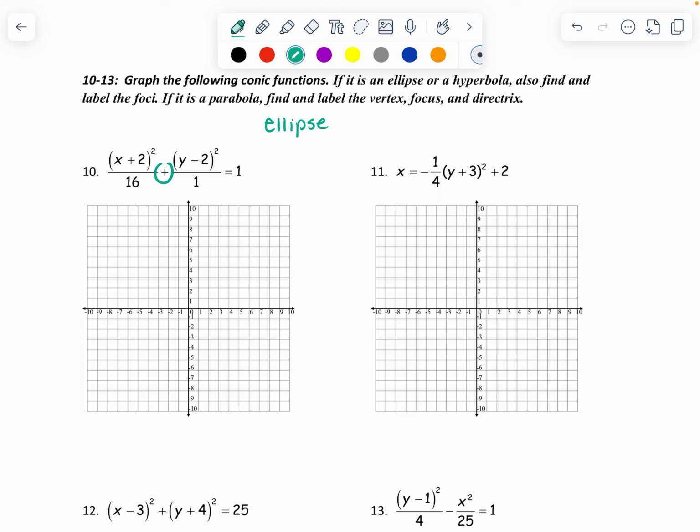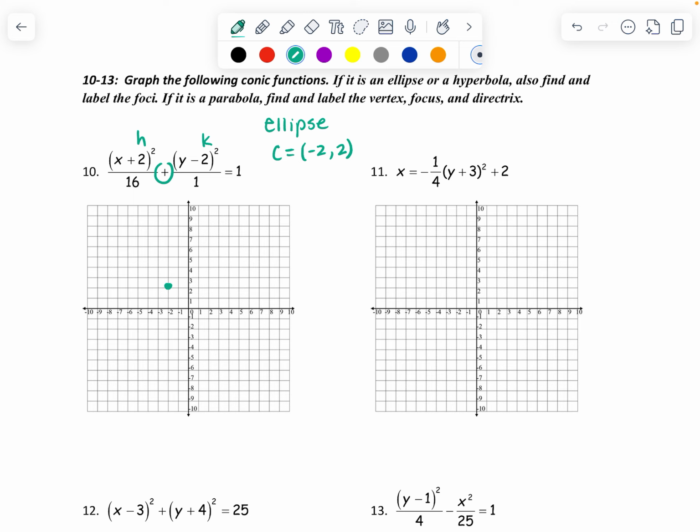Now you're going to have to be able to identify the center. The center of an ellipse is your H and your K. Remember the X goes with the H, the K goes with the Y. Remember to change the signs when you're pulling them out. So your center is at -2, 2. I'm going to make a dot at -2, 2. That's your center, so you get a point for that.